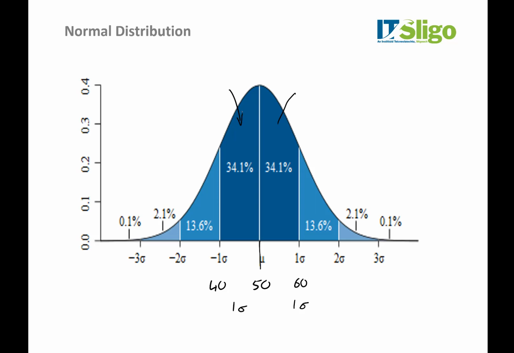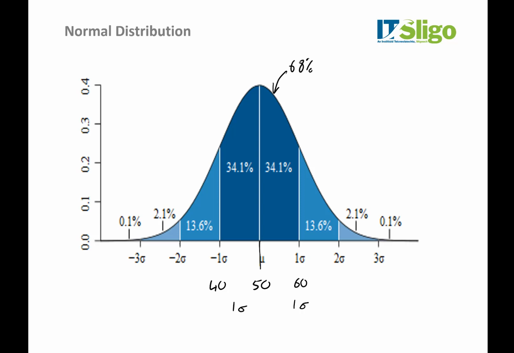If we add the amount of students, there would be 34% of the students within one standard deviation below the mean and 34% above. So we say that there's 68% of students who would fall within one standard deviation of the mean.